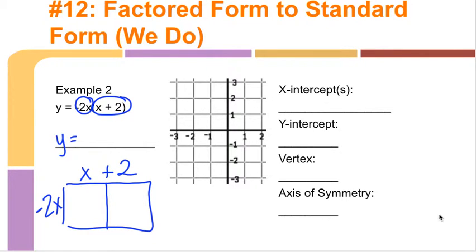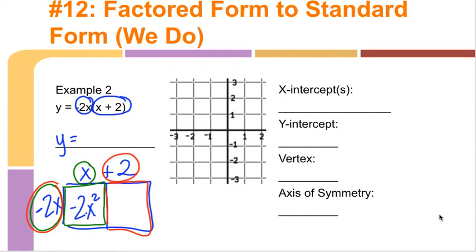So again, I use the idea of a multiplication table. I multiply x and -2x. That gives me -2x to the second power. And then I multiply +2 and -2x to get this box. And that gives me -4x. And that's actually my simplified form. So y is equal to -2x squared minus 4x.